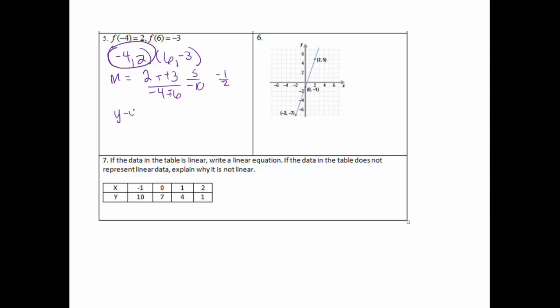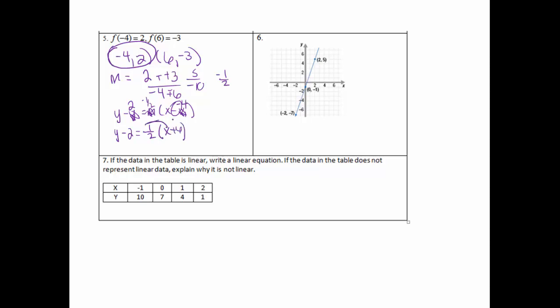I'm going to go ahead and pick the first point. So I'll have y minus y1 equals m times x minus x1. My y is going to be 2. My m is going to be -1/2. My x is going to be -4. Notice these two are going to become +4 when I rewrite it. So I'll have y minus 2 equals -1/2 times x plus 4.